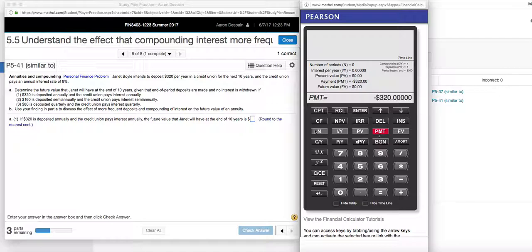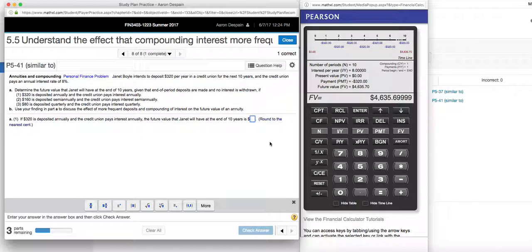We have an interest rate of 8%, so 8 I. We know that it's going to be $320 a year for 10 years, so 10 is our N. And then we can just solve for future value. So we're going to compute the future value. At the end of 10 years, our annual $320 deposits will accumulate to $4,635.70.